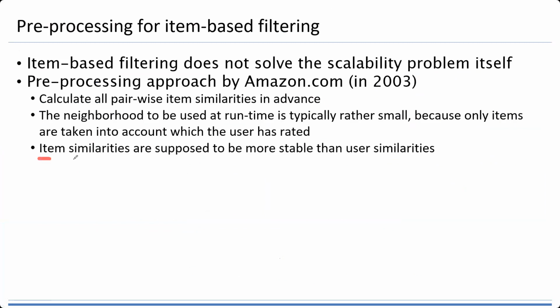And this is the idea. Item similarities are supposed to be more stable than user similarities. So if the item has a rating, there is a potential that other users also give rating to that item. So item similarities are more stable.